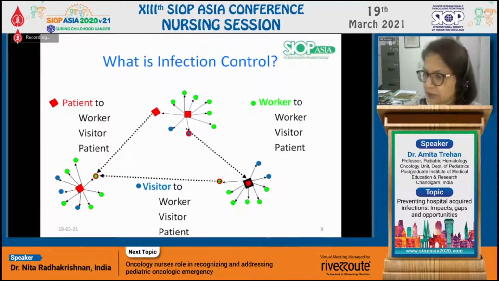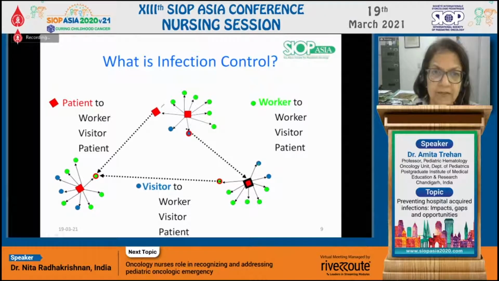So when we say infection control, what exactly do we mean? There are three main components in any ward, ICU, etc. You have a patient, you have the worker, which are the green dots, and you have the visitors, which are the blue dots. Obviously, the healthcare workers are much more than the patients, and there are few visitors, so there are less blue and more green.